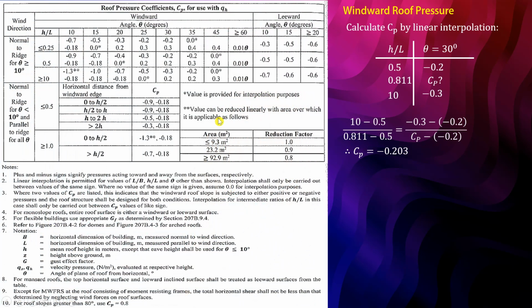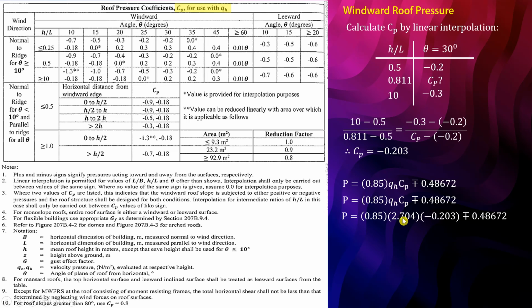Again, going back to our pressure, our CP is for use with QH, so our design wind load Q should be QH. We have this value for QH, which we solved earlier. So we have 0.85 times 2.704 times negative 0.203 minus plus 0.48672. If we use the negative sign, we get negative 0.953 for the first condition. And if we use the positive sign, we get 0.0201 for the suction condition.